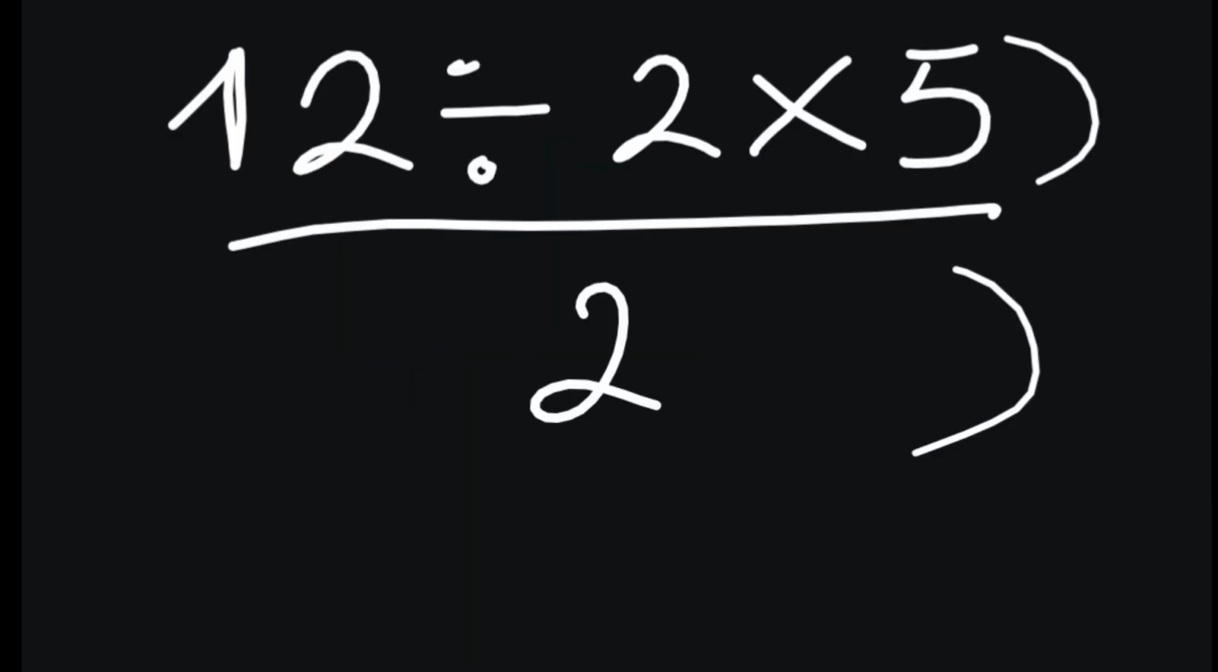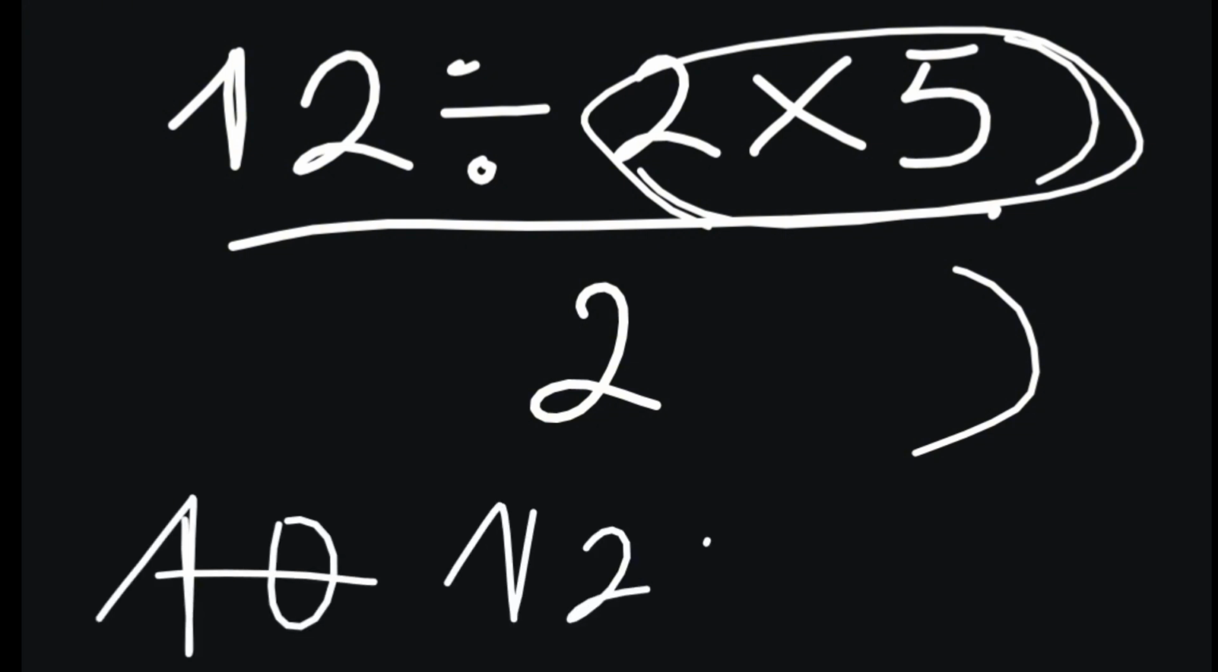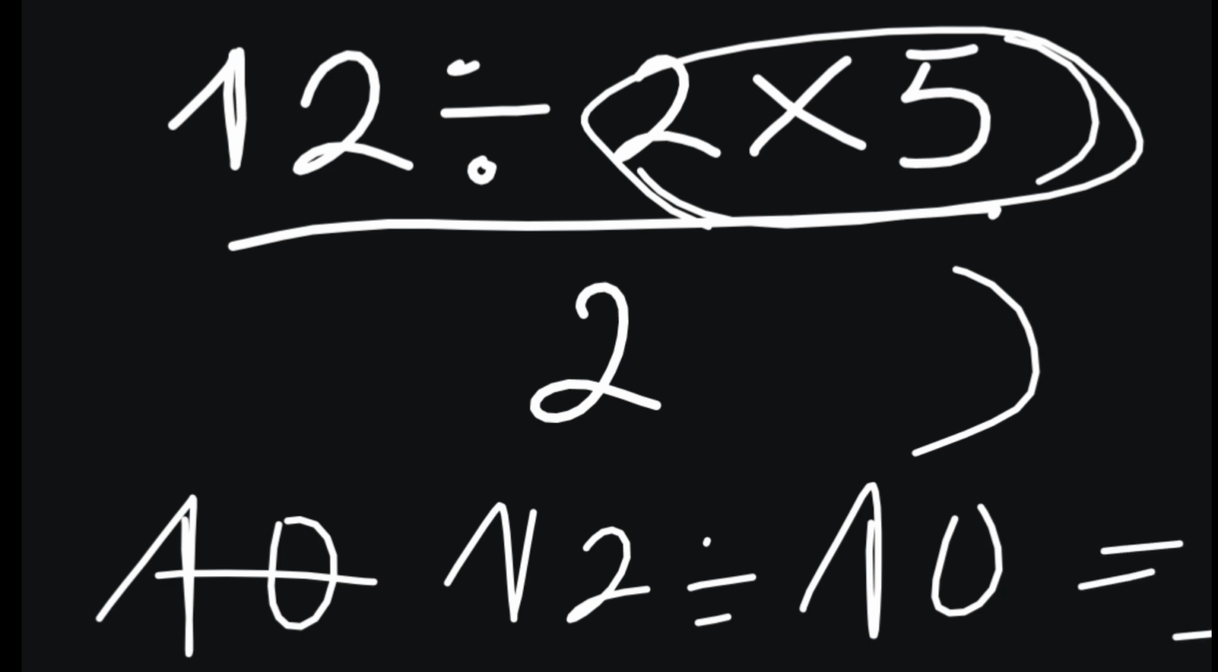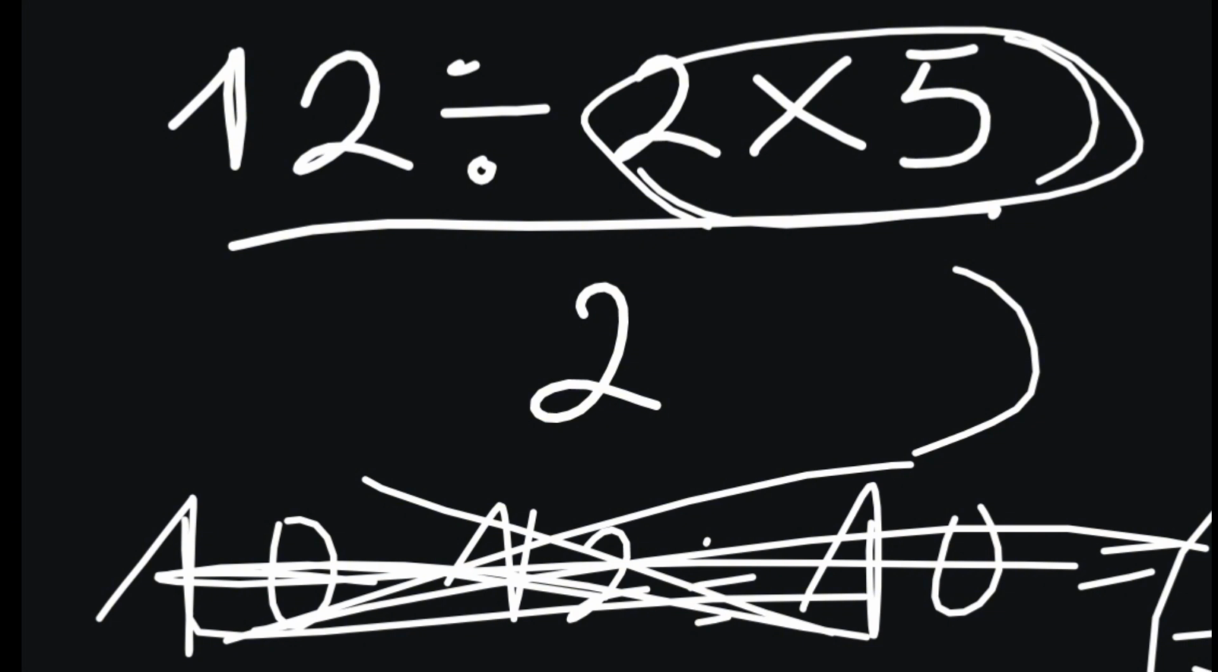Okay. What if another guy did it the wrong way? That is 2 times 5, you're going to be having 10. 12 divided by 10, you're going to be having 1.2 divided by 2. That is extremely wrong. That is extremely wrong. You need to follow the order of operation.